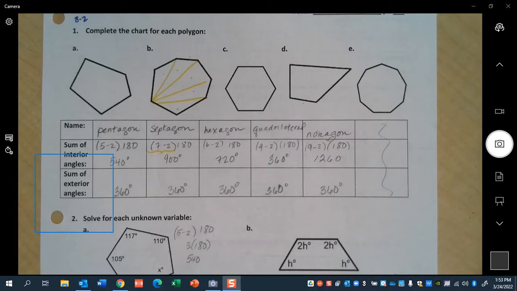And here's the interesting part. This is more of a trick question. What's the sum of the exterior angles? It's always 360. In a triangle, 360. In a quadrilateral, 360. Pentagon, 360. Hexagon, 360. Octagon, 360. Circle, careful, but you're right, 360. But it's not a polygon because no sides.